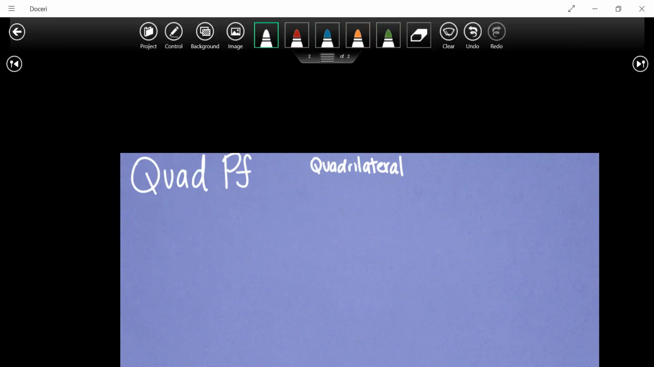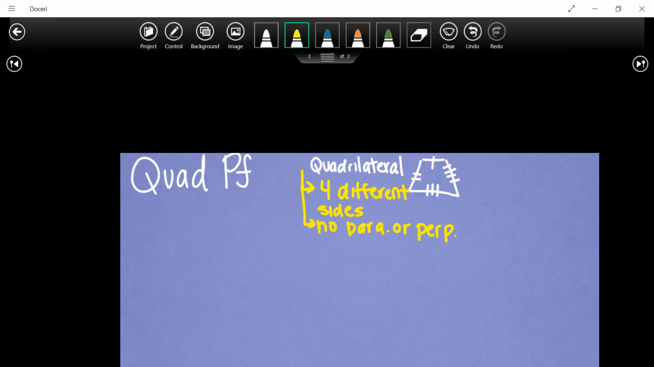The quadrilateral, what we're going to define it as, we want to be able to put what it means to be just a quadrilateral. Let me try to draw these in different colors. By definition, a quadrilateral is just four different sides, no parallel or perpendicular. Four-sided figure. There's nothing else we can come up with. Okay.